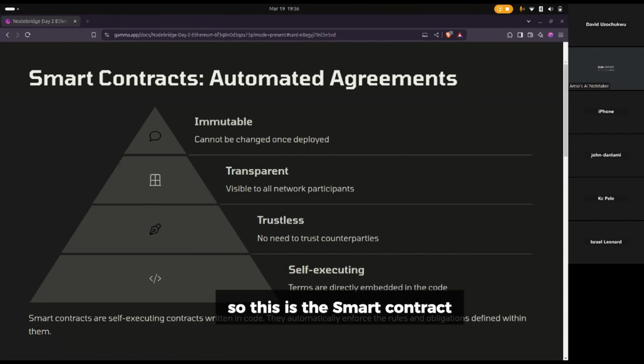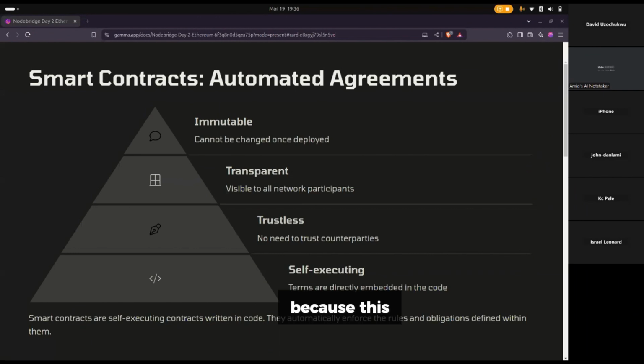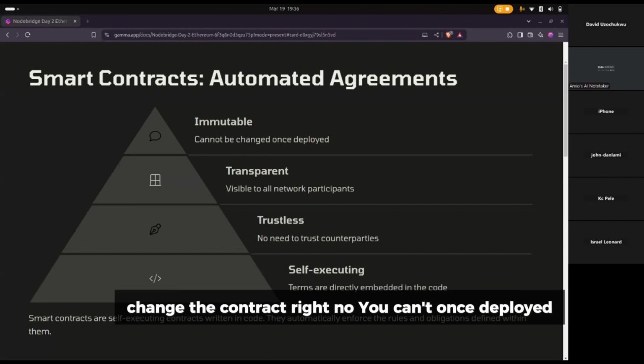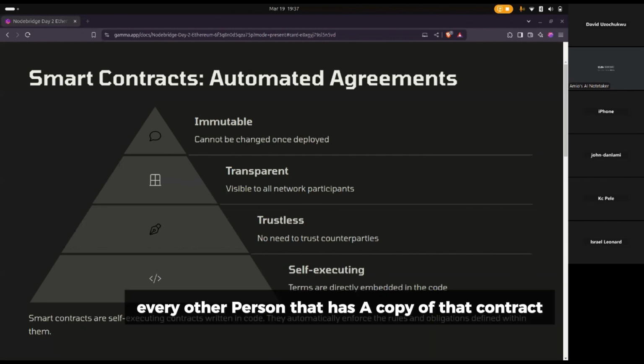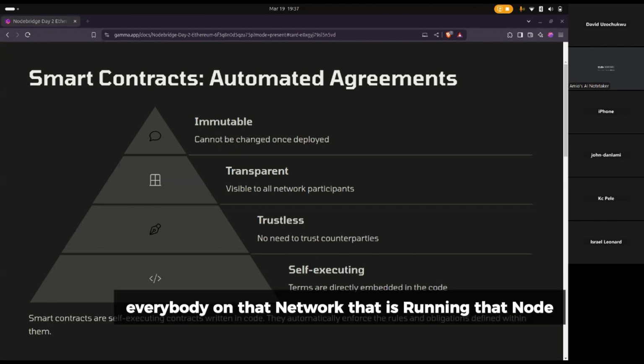So this is the smart contract, a self-executing contract written in code. It is an agreement, a legal document, that we now have on the blockchain. And again, remember, once the contract is deployed, you might think, okay, we can change the contract, right? No, you can't. For you to change it, you have to tell every other person that has a copy of that contract. The moment you deploy, everybody on that network running that node gets a copy of it.